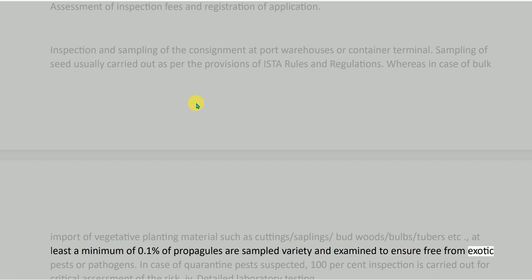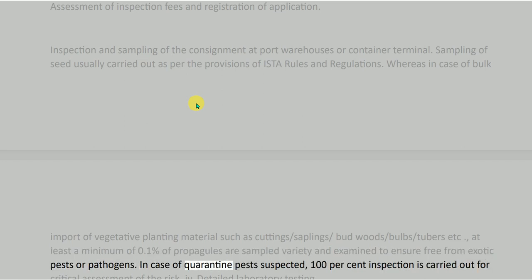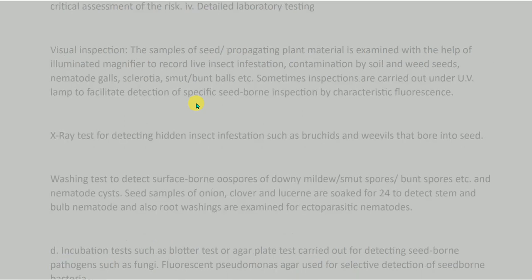In case of quarantine pests suspected, 100% inspection is carried out for critical assessment of the risk. 4. Detailed laboratory testing. Visual inspection. The samples of seed or propagating plant material are examined with the help of an illuminated magnifier to record live insect infestation, contamination by soil and weed seeds, nematode galls, sclerotia, smut bunt balls, etc. Sometimes inspections are carried out under a UV lamp to facilitate detection of specific seed-borne infection by characteristic fluorescence.